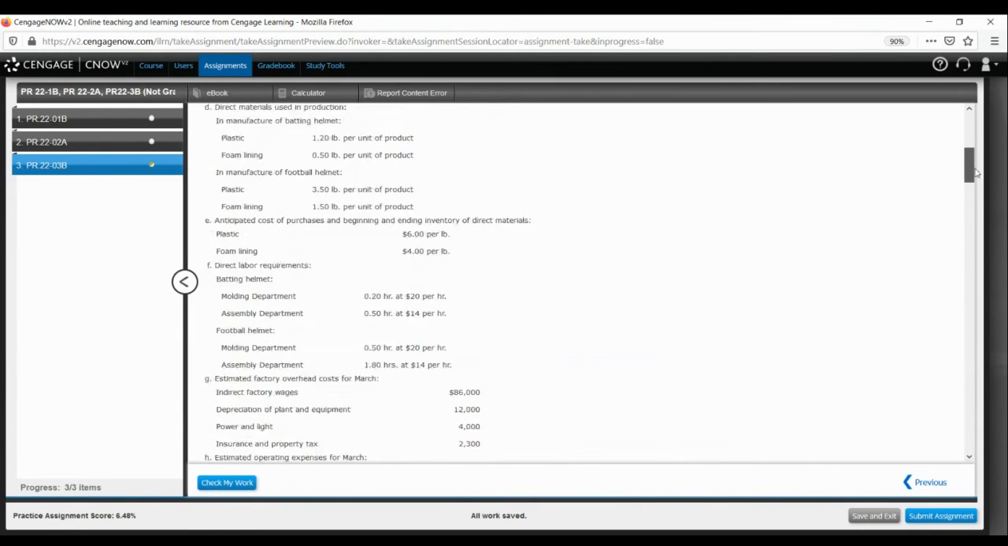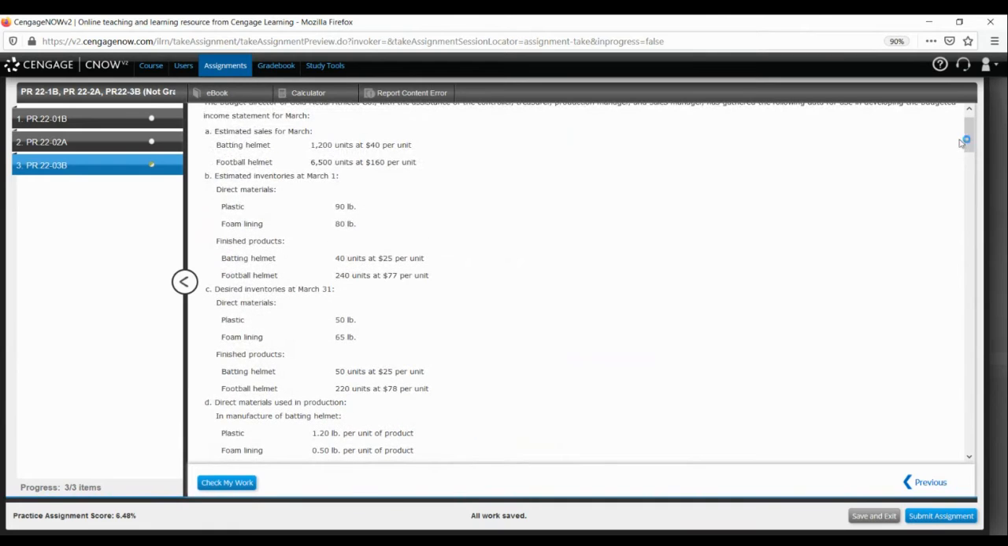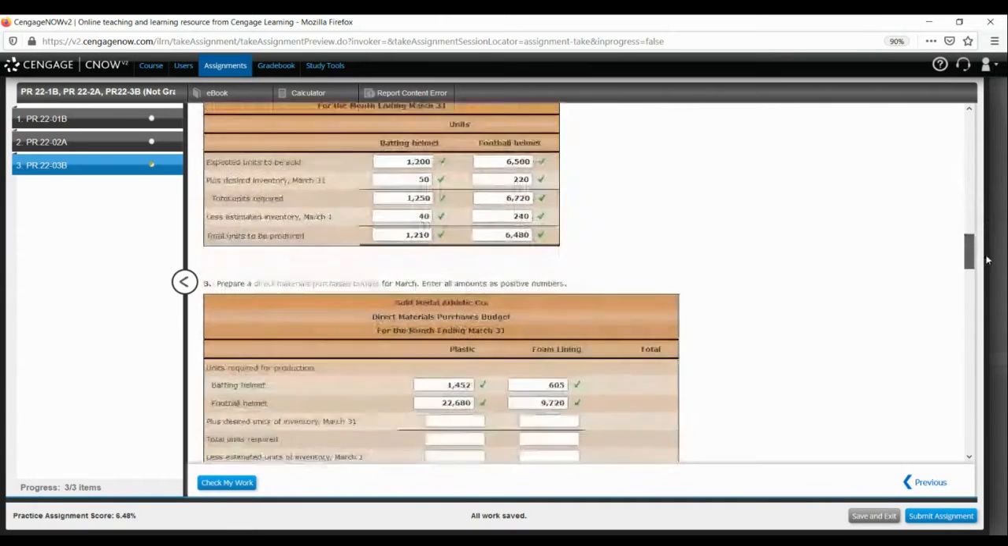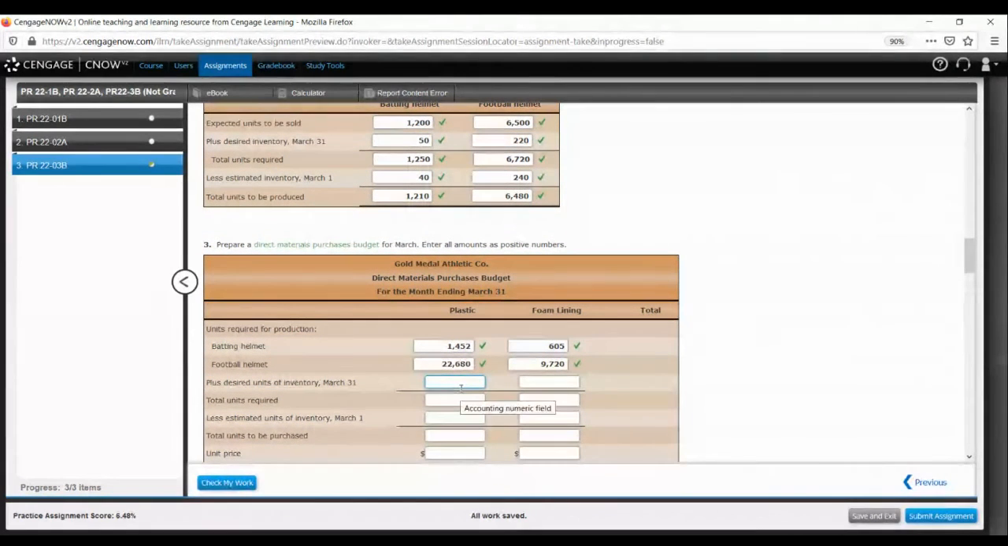And so let me see where that's located. All right, for the materials, the ending inventory, make sure you look at part C, for plastic is going to be 50 pounds. So 50 pounds goes into the column for the ending inventory, pounds for the plastic.